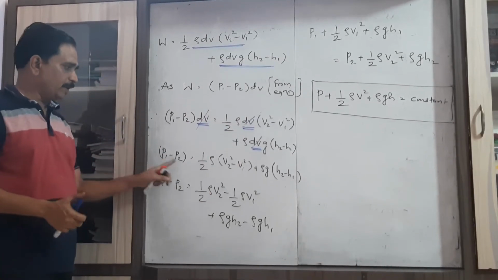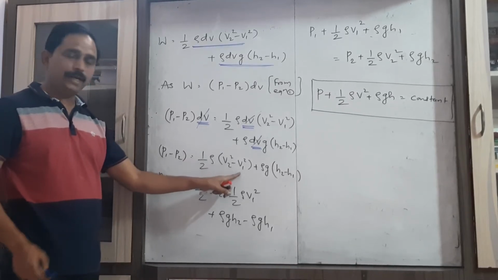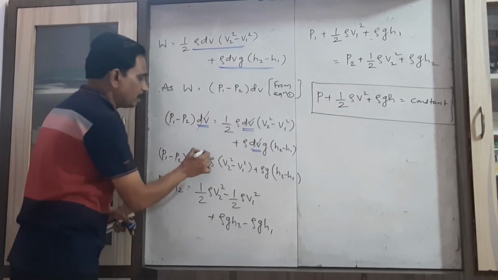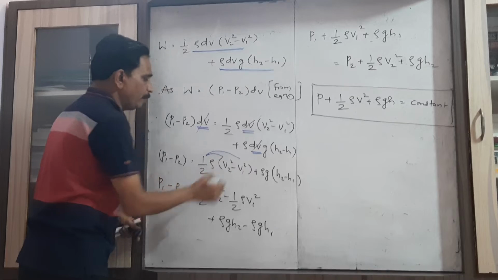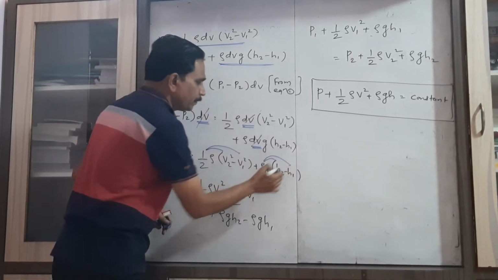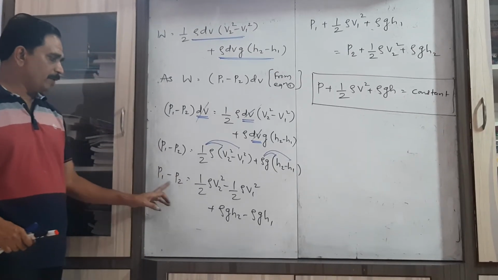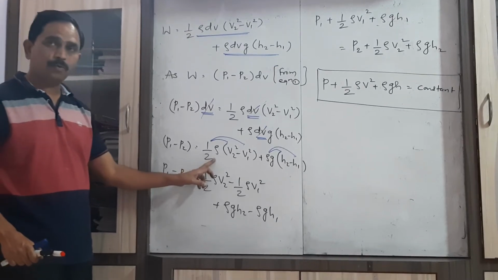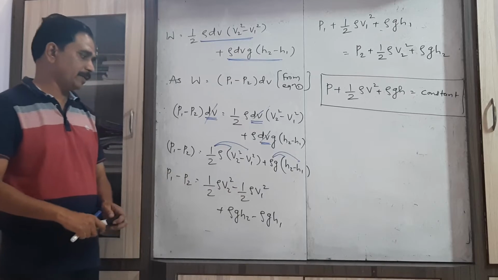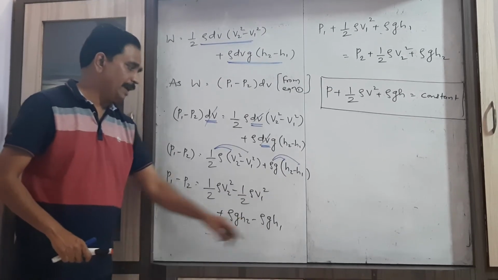So we have P1 minus P2 equal to half rho into V2 square minus V1 square plus rho g into H2 minus H1. Now multiply half rho to every term of the first bracket, and multiply rho into g to every term of the second bracket. So we have P1 minus P2 equal to half rho V2 square minus half rho V1 square plus rho g H2 minus rho g H1.